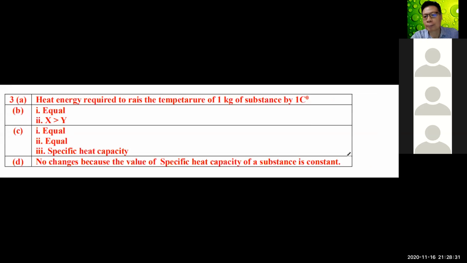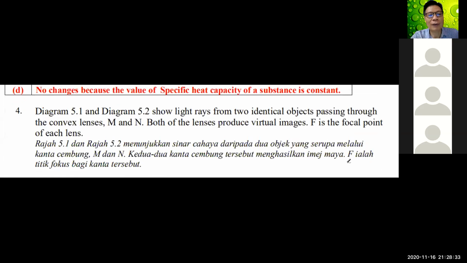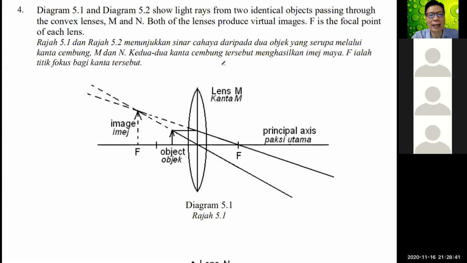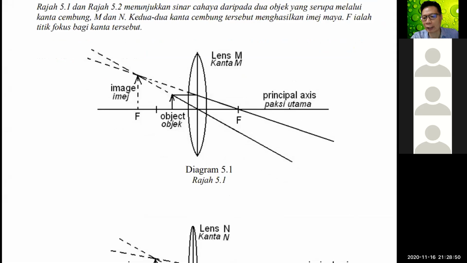Yeah, come. Now question four. Question four is from the chapter you have just learned. See, diagram 5.1 and 5.2 show light rays from two identical objects. Now compare the two diagrams.